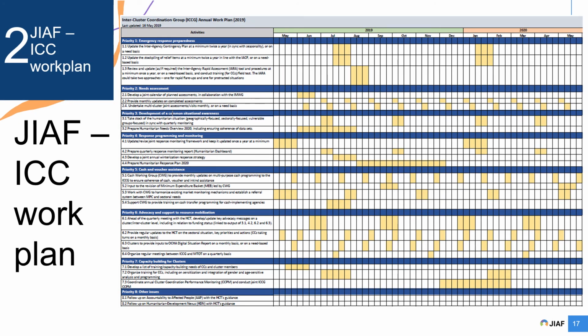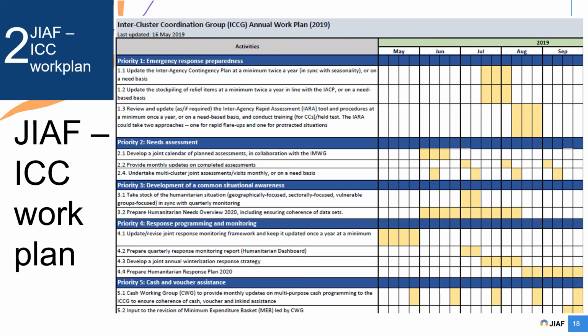So let's look a bit more in detail how the JIAF process would fit with your intercluster coordination work plan. Zooming a bit more into the slide, you see here a standard intercluster coordination group annual work plan. Here a sample from 2019. It's just a screenshot, so you don't see all the steps. You can, however, consult the full file in the resource folder.